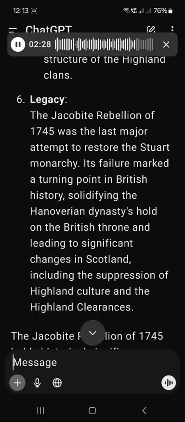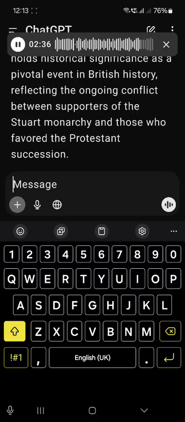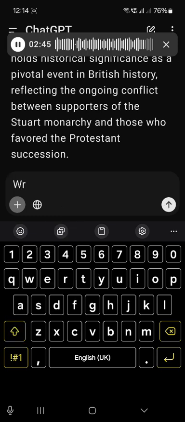6. Legacy. The Jacobite Rebellion of 1745 was the last major attempt to restore the Stuart monarchy. Its failure marked a turning point in British history, solidifying the Hanoverian dynasty's hold on the British throne and leading to significant changes in Scotland, including the suppression of Highland culture and the Highland clearances.